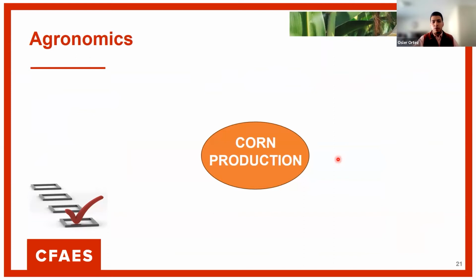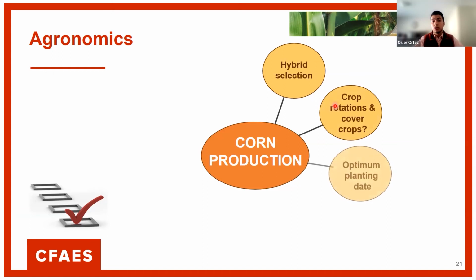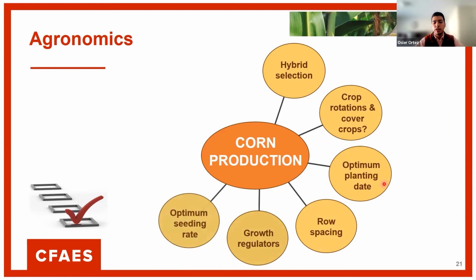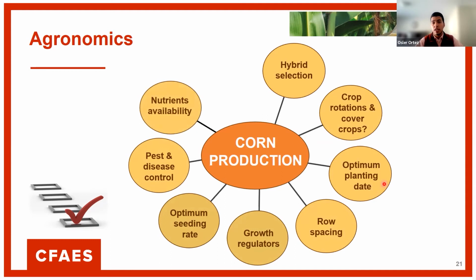Corn agronomics, corn production is determined by several factors. Hybrid selection is one of the very first steps that we can think of. We have crop rotations, cover crops. We can think about optimum planting dates. We can think about row spacing, growth regulators, optimum seeding rates, pest and disease control, nutrient availability, and favorable weather. This is not meant to be a full or complete list, but at least it's showing some of the main processes that we need to think about.